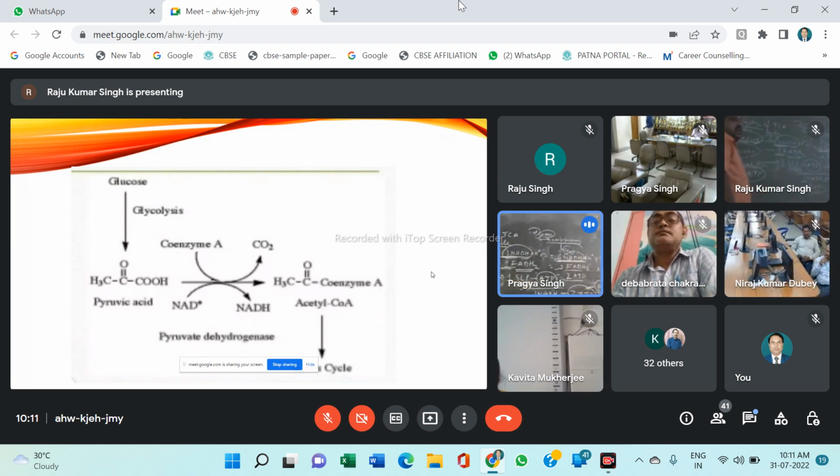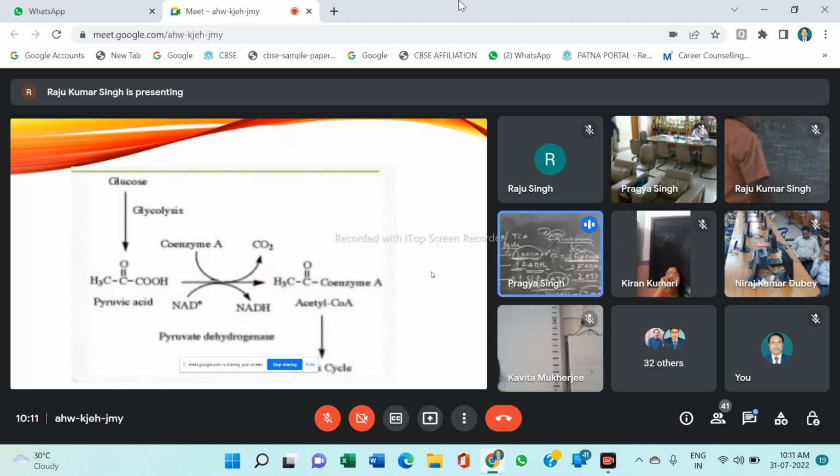So where is the 8 here? 8 is from the first step that we are talking about, that is your glucose which is changing into pyruvate. Then also, when we are talking about glycolysis, 2 ATP is being formed.